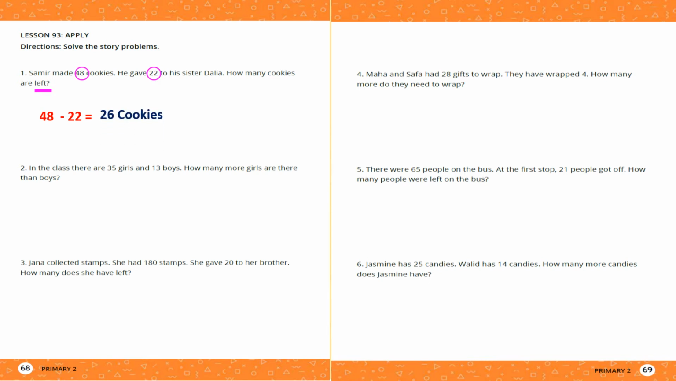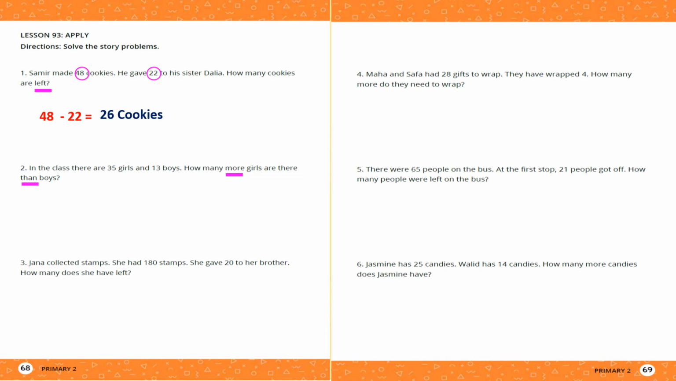35 minus 13. The big number comes first. 35 is greater than 13. Now subtract ones with ones, tens with tens. 5 minus 3 equals 2. 3 minus 1 equals 2. So the result equals 22 girls. Don't forget to write girls.